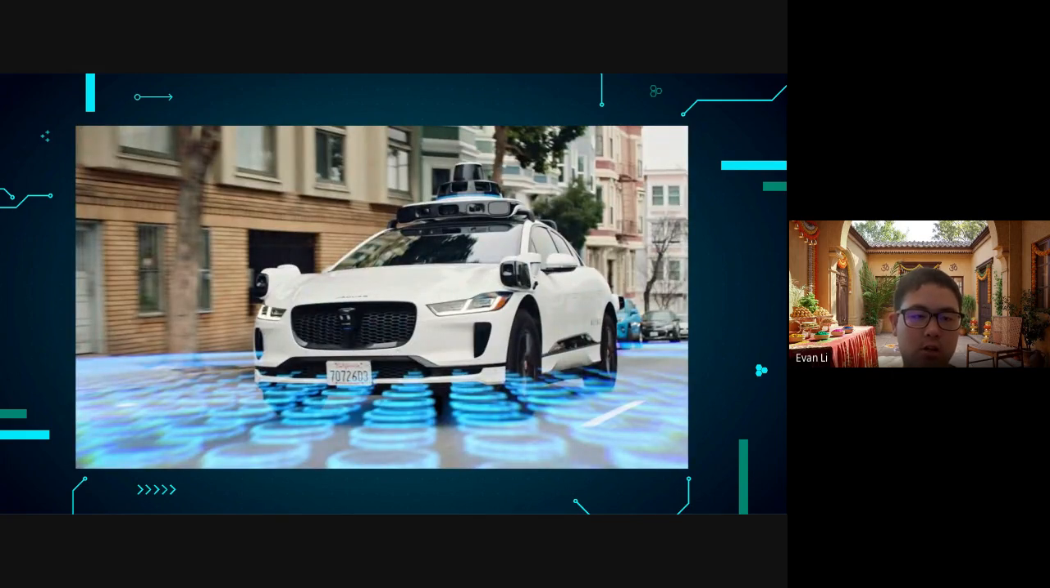So, this is a picture of Waymo's autonomous driving vehicle. It can be seen on the streets of major cities in the US already, like San Francisco, Atlanta, and more.